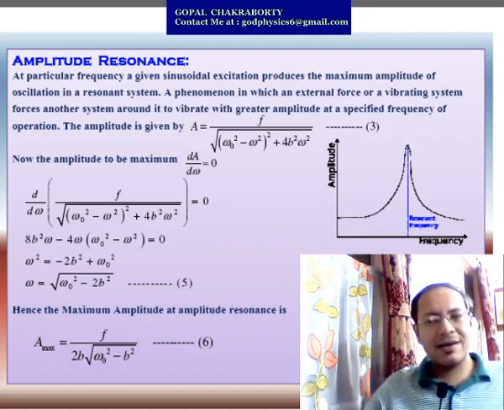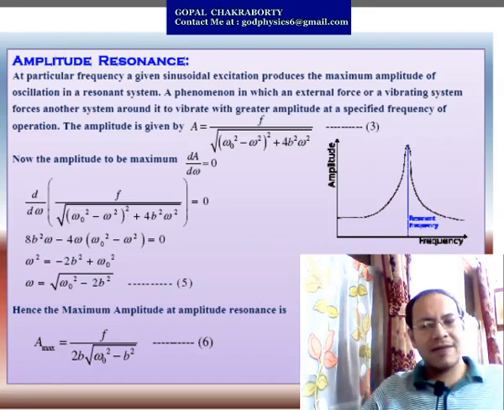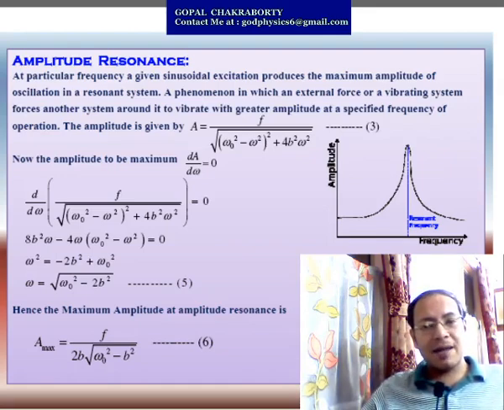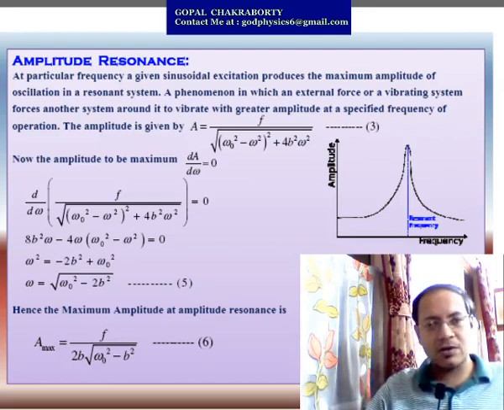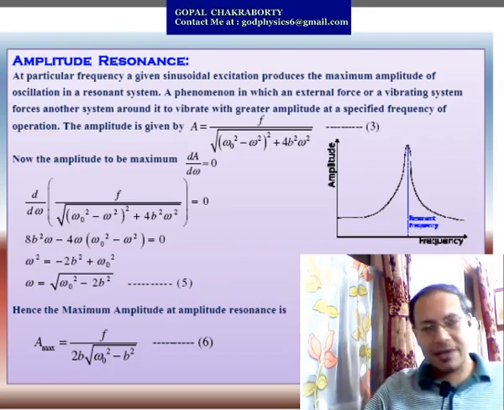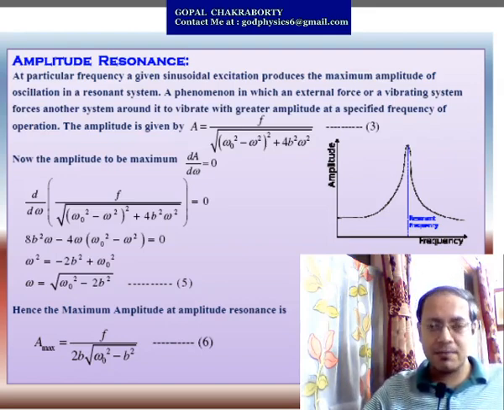From there I can find the value of ω, that means this is the particular condition or particular frequency of the external periodic force that I have applied: ω equals the square root of ω₀² minus 2b². So equation 5 will give you the condition for which you can achieve amplitude resonance.